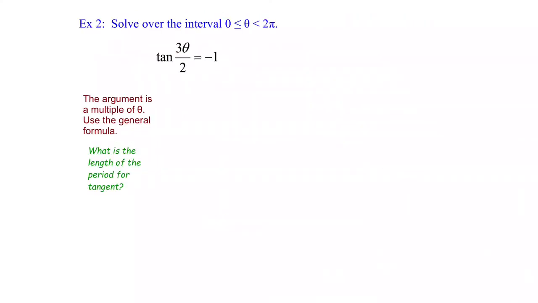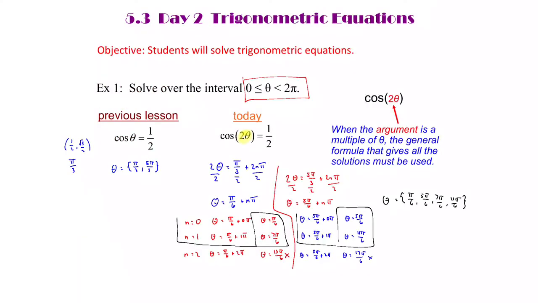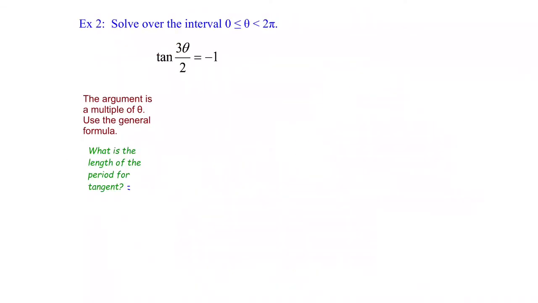So tangent of 3 theta divided by 2 is equal to 1. The argument, once again, is a multiple of theta. It doesn't have to be 2. In this case, it's 3/2. We're going to use the general form. What is the length of the period of tangent? So when we did cosine, we did the general form where it's plus 2n pi. With tangent, the period is only pi units. So when we go to create the general form, we're going to do plus n pi.